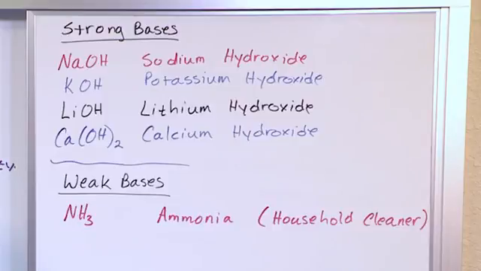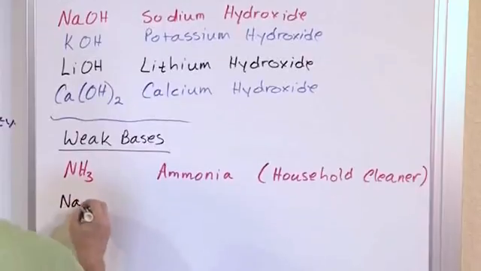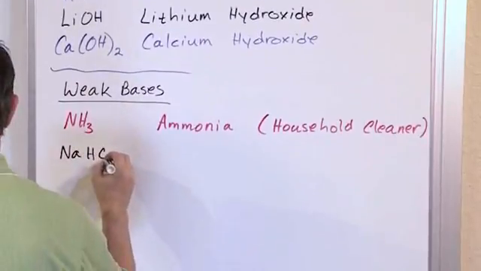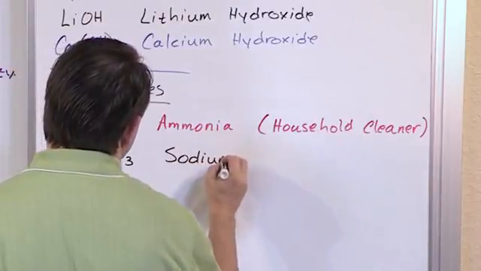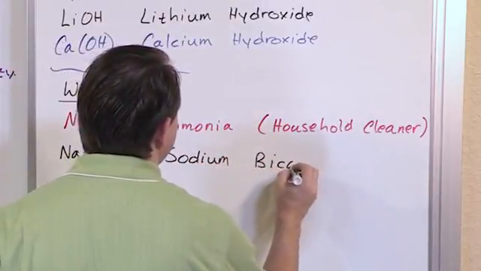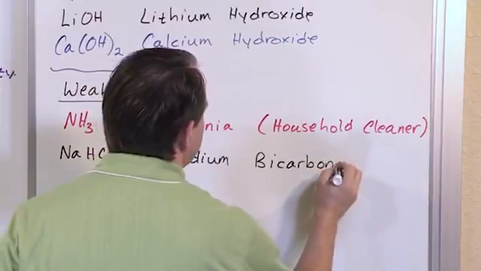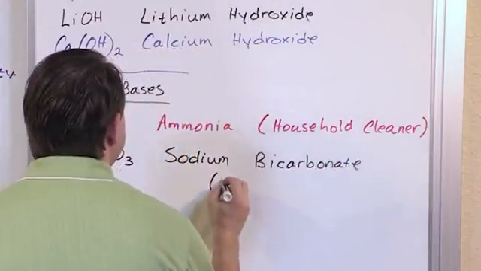All right, and finally, another common one is something that I know you probably have in your house. It's NaHCO3. This is sodium bicarbonate, otherwise known as baking soda.